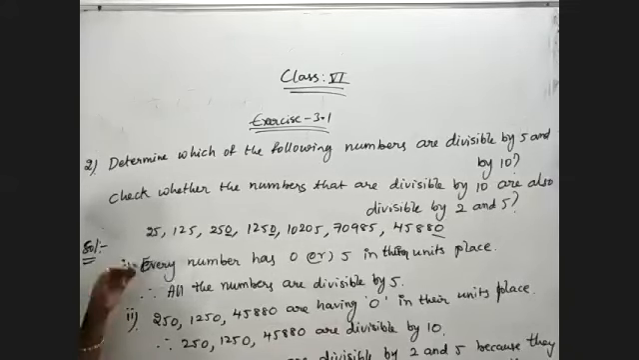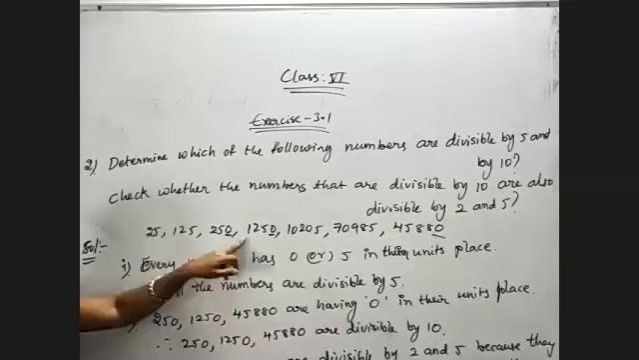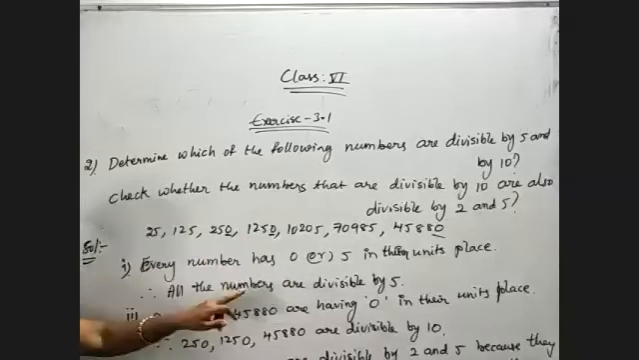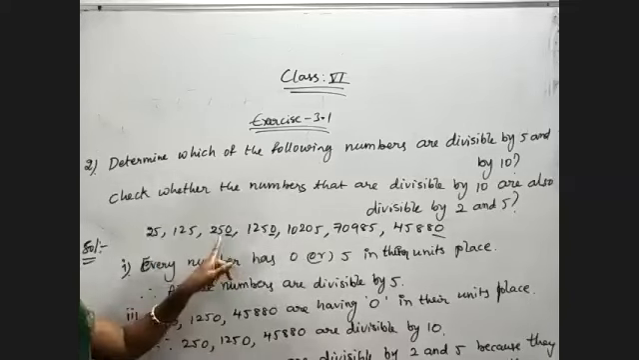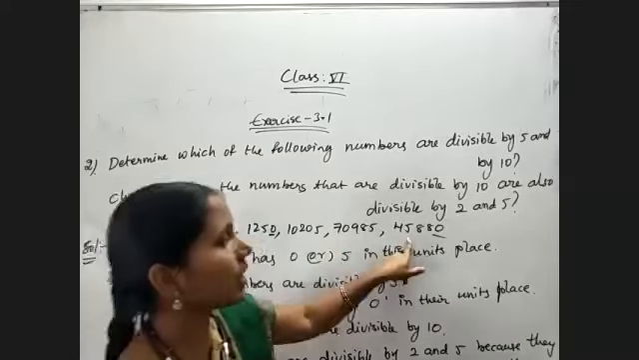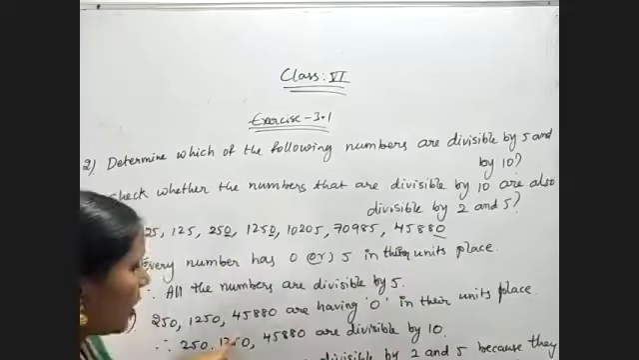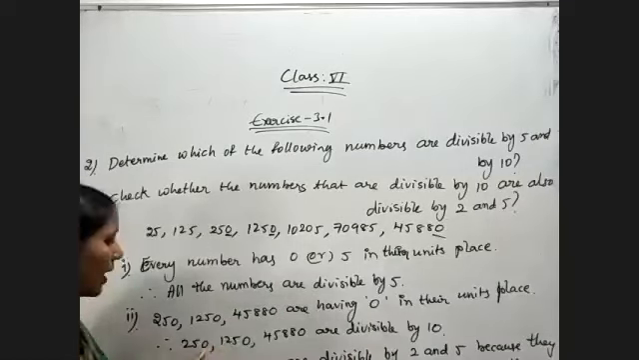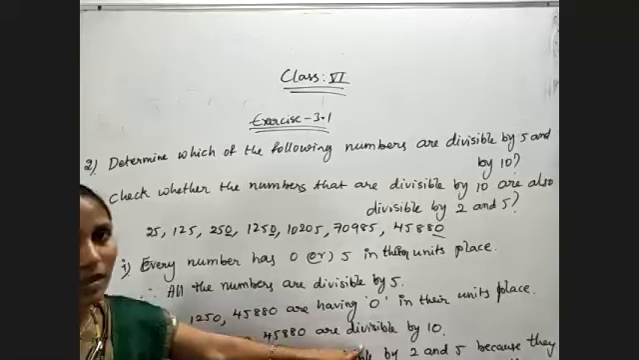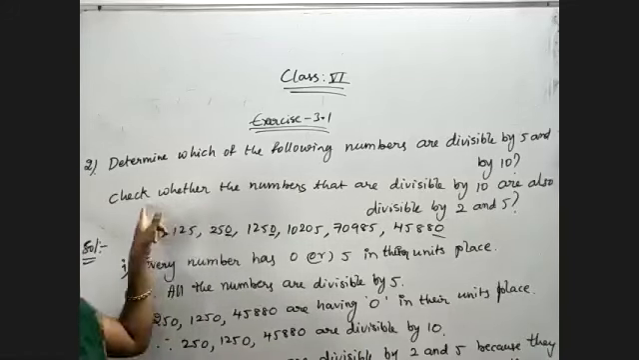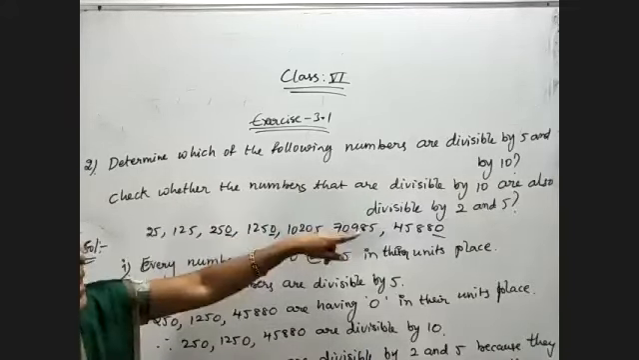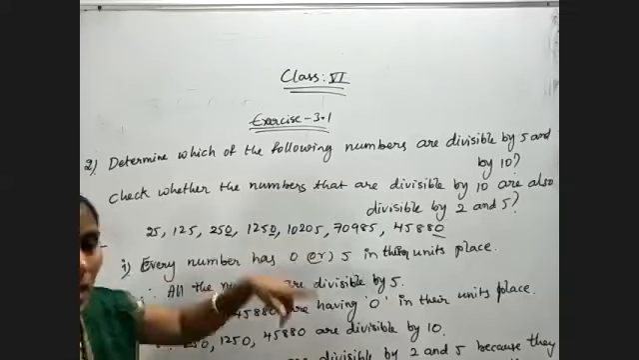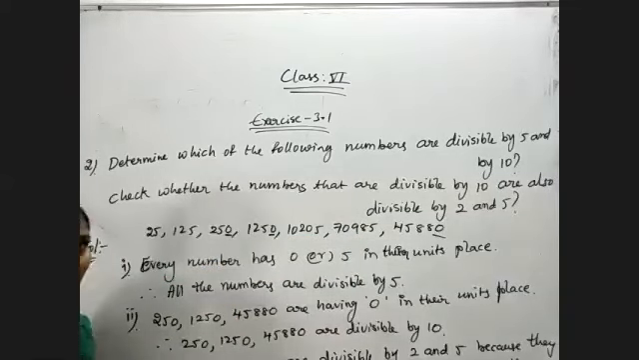Coming to 10. The numbers which are having 0 in their unit place, then only that is divisible by 10. Otherwise, it is not divisible by 10. So among the given numbers, 250, 1250 and 45,880 are having 0 in their unit place. That's why those numbers are divisible by 10. And again, they asked to check whether the numbers that are divisible by 10 are also divisible by 2 and 5. Yes, because 0 is there, they are divisible by both 2 and 5. That's why they are divisible by 10.